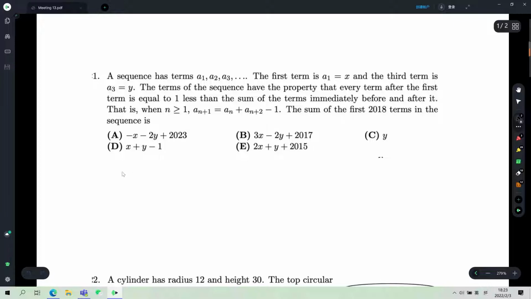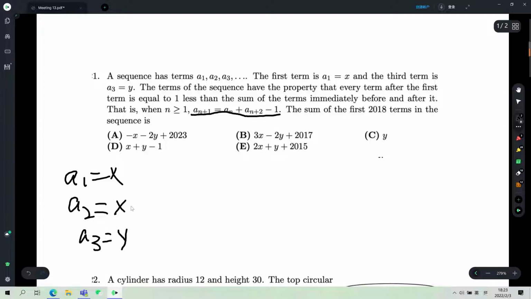So the first term a1 is x, and we don't know what the second term a2 is, but we know the third term is y. And there is a general rule: the term a(n+1) equals the term before it plus the term after it minus 1. So we can know that a2 is actually x plus y minus 1.